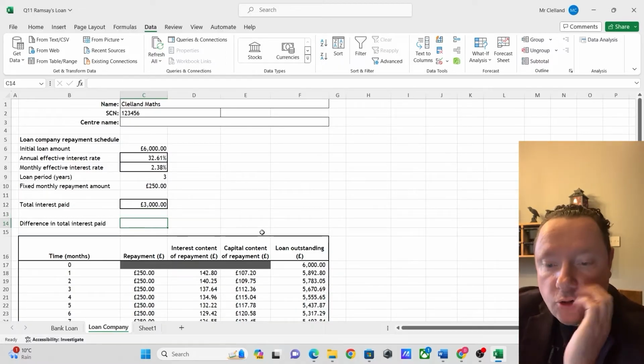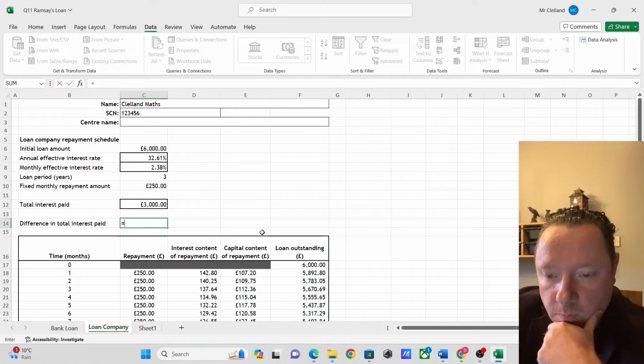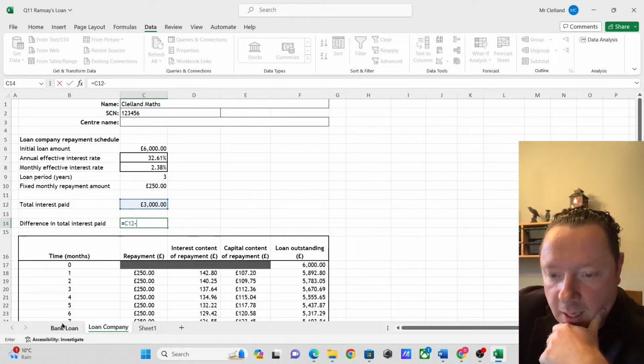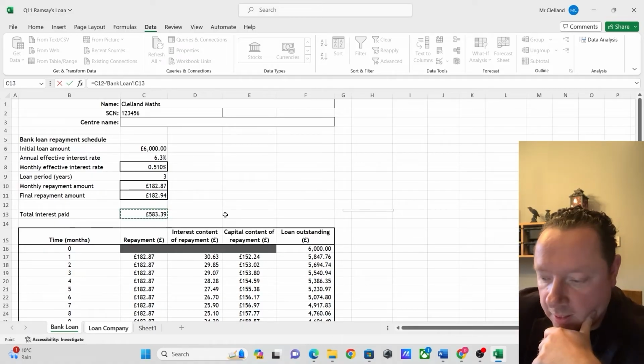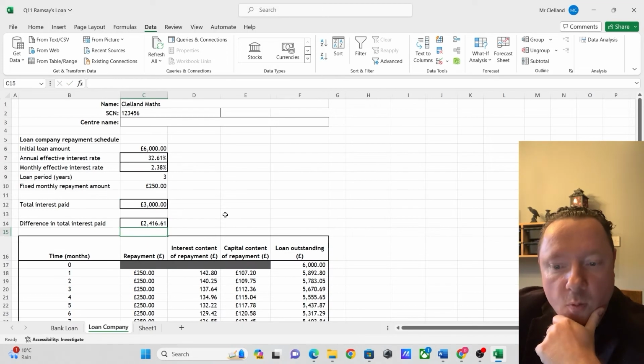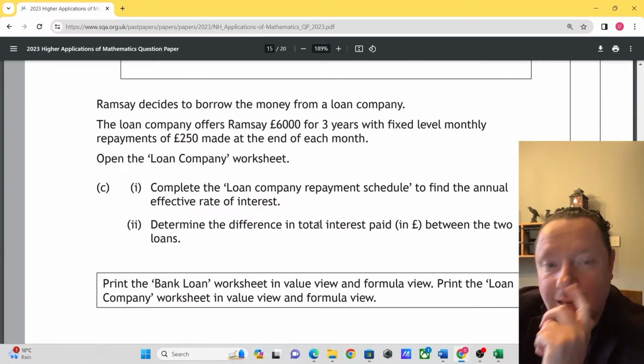If it's in total interest, well, that's just going to equal this cell minus back to our bank loan. Total interest paid in this one was this one. Press equals, and that gives me 241661. And that's the answer to the question.